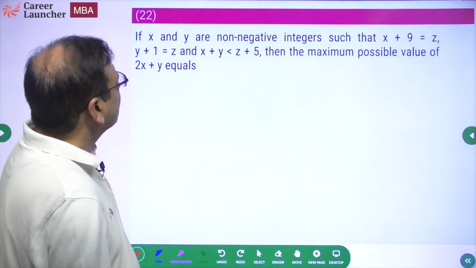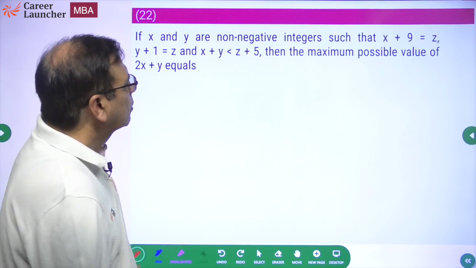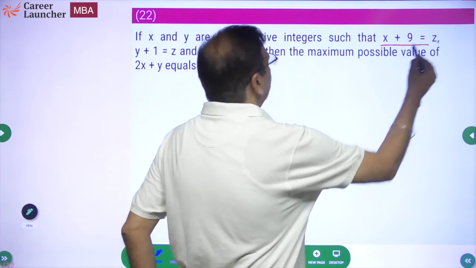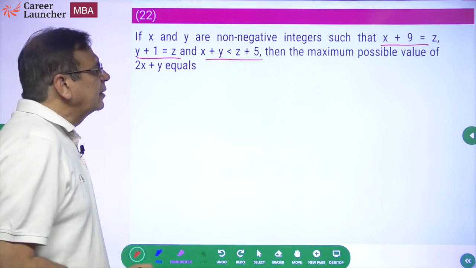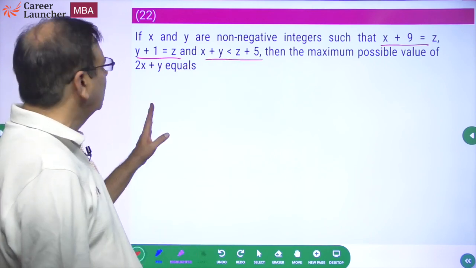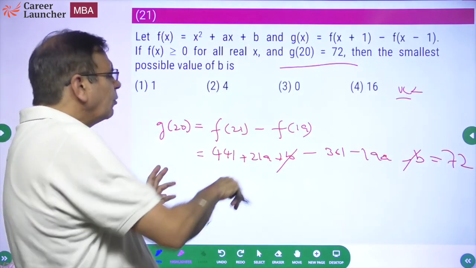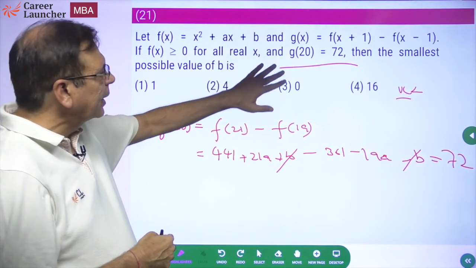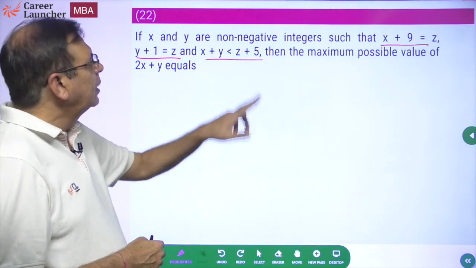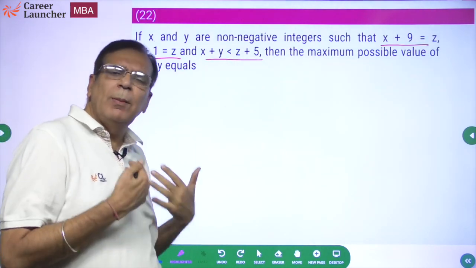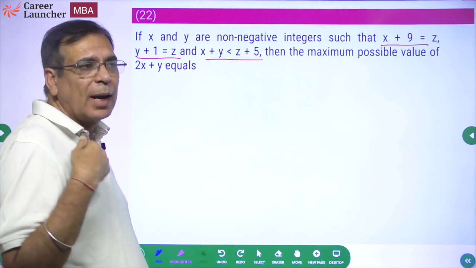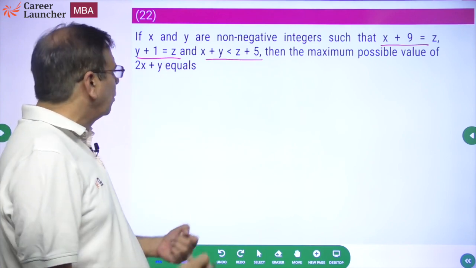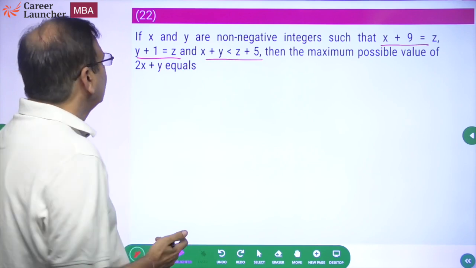Okay, x, y, z are non-negative integers such that x plus 9 is equal to z, y plus 1 is z, and x plus y is less than z plus 5. Find the maximum possible value of 2x plus y. Now, इसमें और पिछले सवाल में क्या फर्क है? Quadratic, large amount of work, simple equation, so the amount of work will be also lower. This is a question we can do, no jugaad. This is a regular method which I am giving you. I'm sure you know it also, many of you, but to me it is a no jugaad question as such.